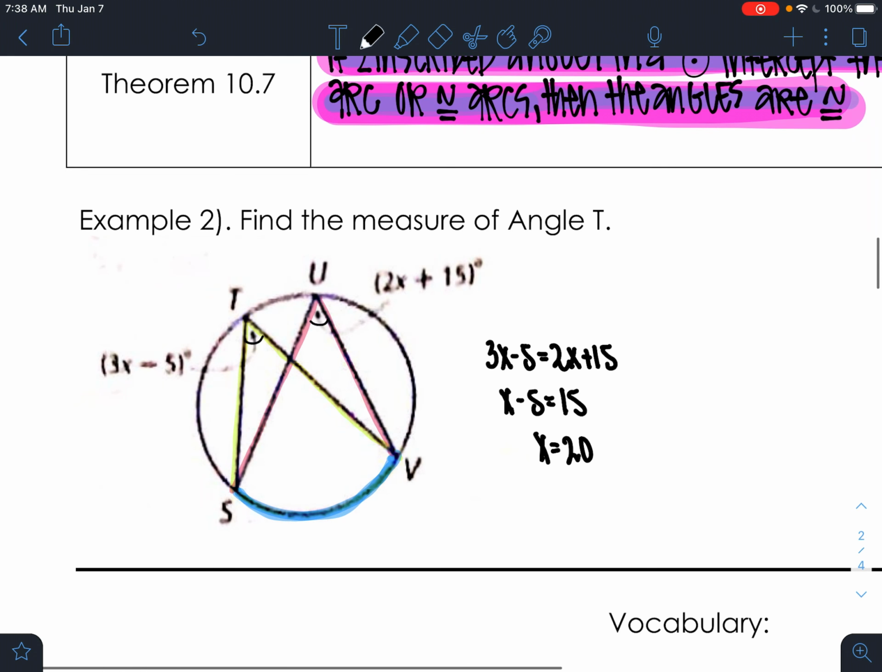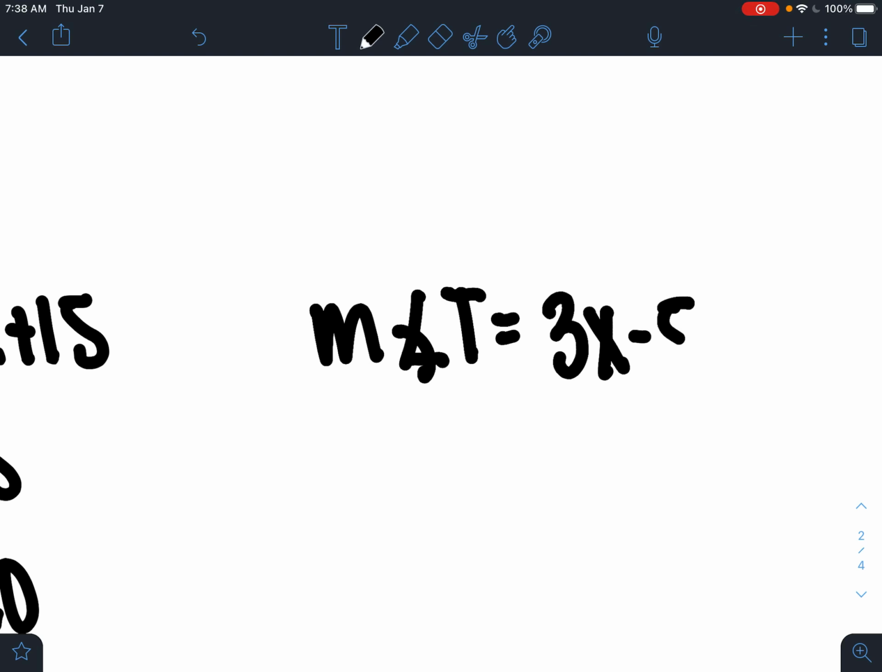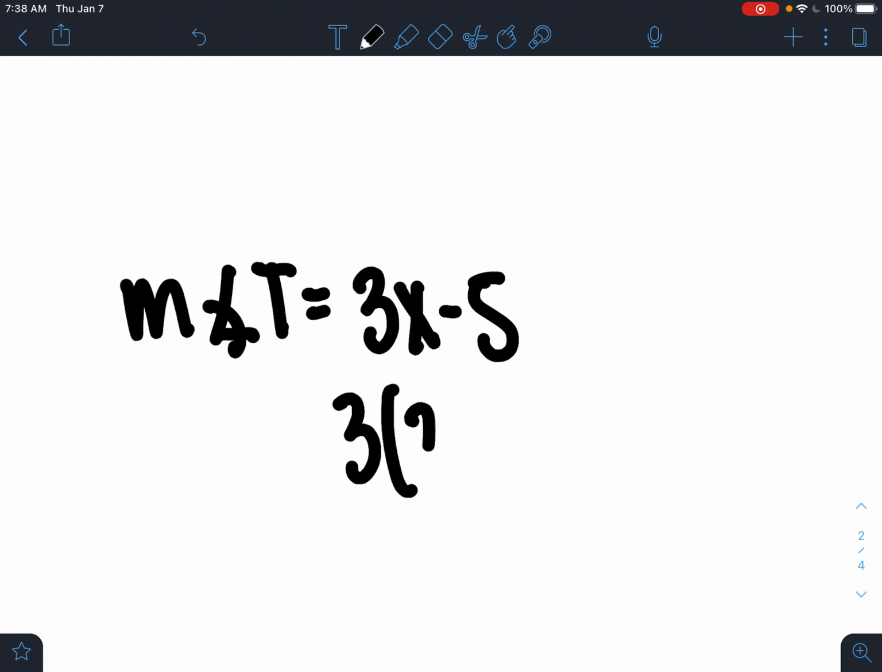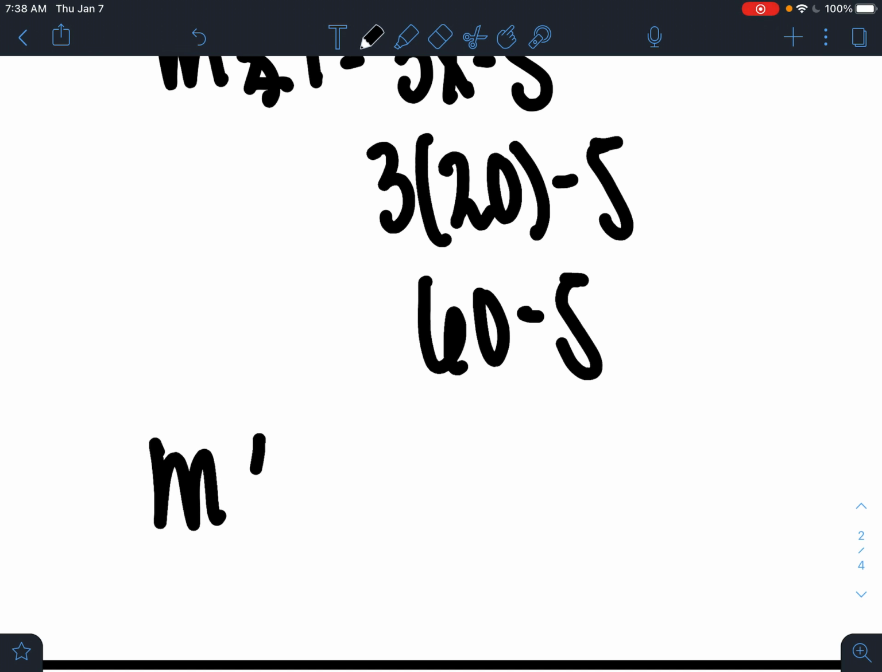And so it's asking us to find the measure of angle T, so I'm going to take that 20 and plug it in. The measure of angle T, the expression is 3x minus 5. I'm going to take that 20 and plug it in, so I'm going to do 3 times 20 minus 5. I'm going to do 60 minus 5, all right, which means that the measure of angle T is 55 degrees.